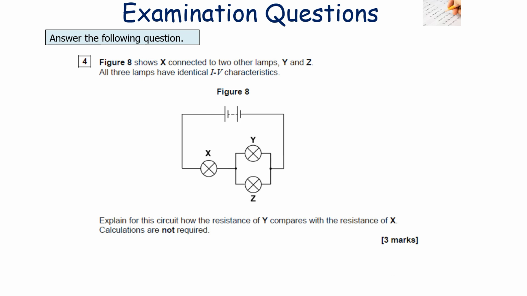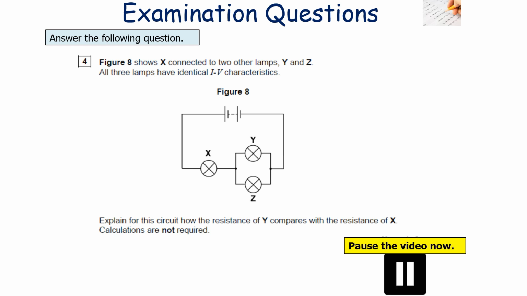Our next question shows figure 8, which shows bulb X connected to 2 other lamps, Y and Z. Now all 3 lamps have identical IV characteristics. So explain for this circuit how the resistance of Y compares with the resistance of X. You don't need to do any calculations. So pause the video now, then unpause the video when you want to go through your answer.